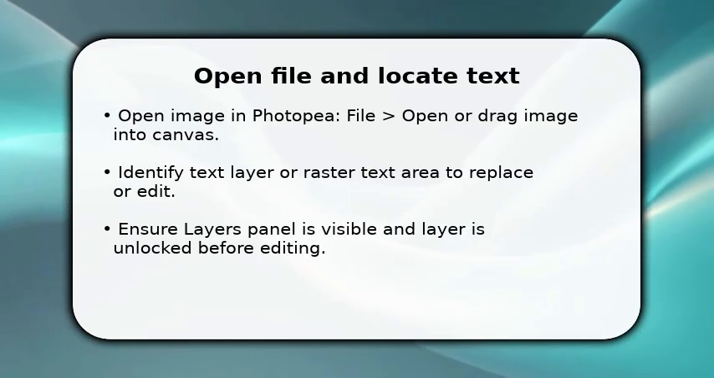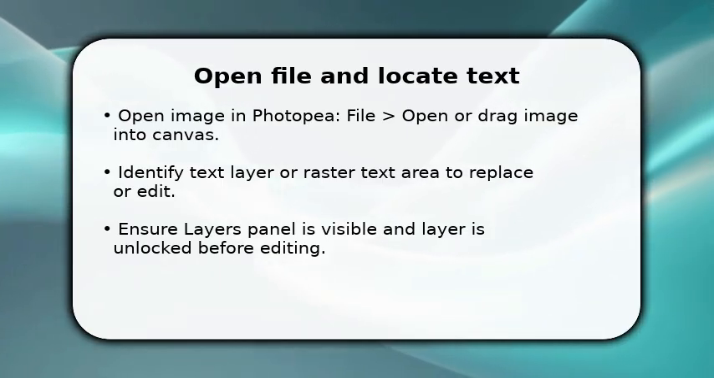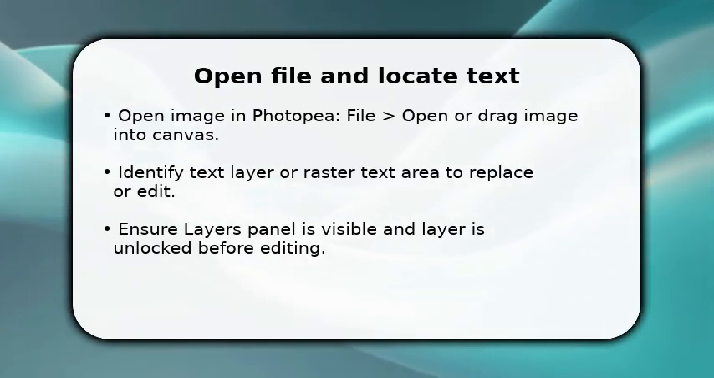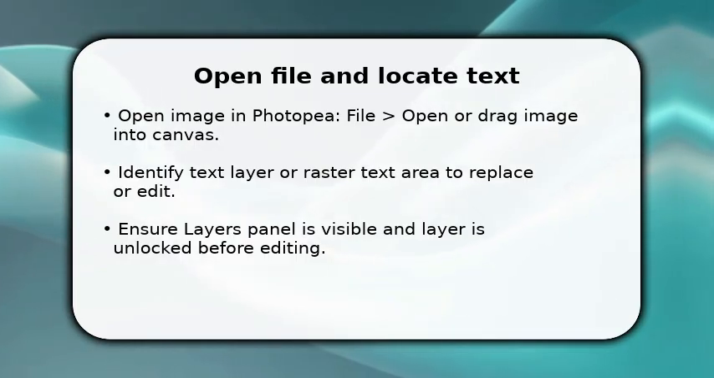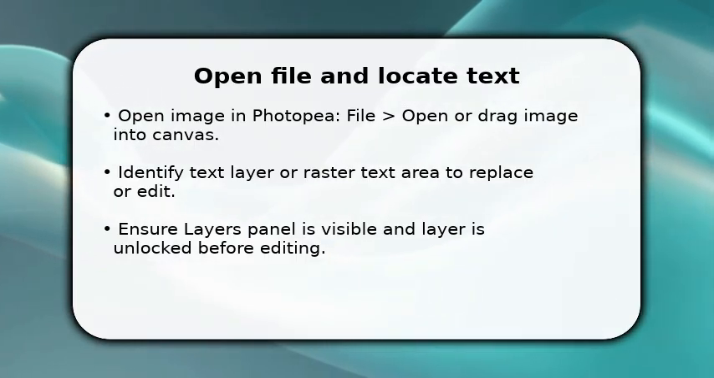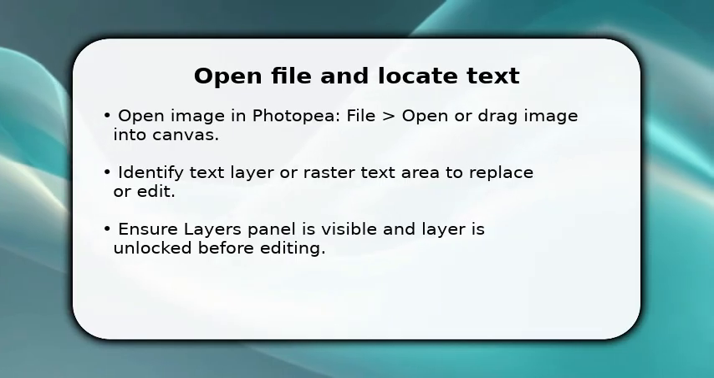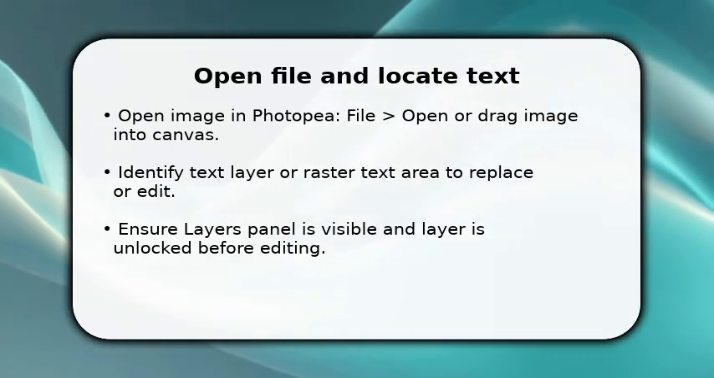You're starting by opening the image in Photopea and locating the text you want to change. If the text is on a live text layer, select it in Layers. If it's rasterized, you'll need to recreate it. Make sure the layer isn't locked and that the Layers panel is visible.